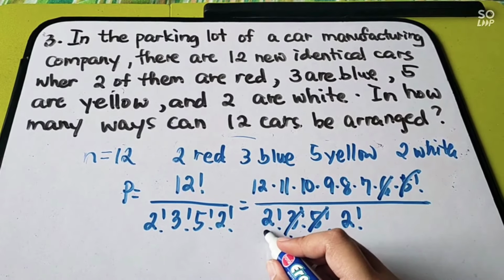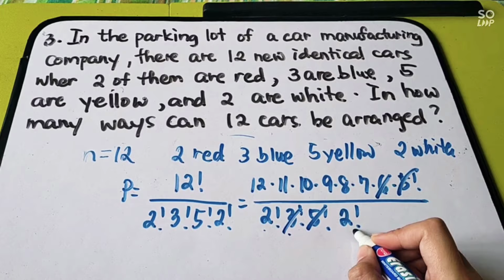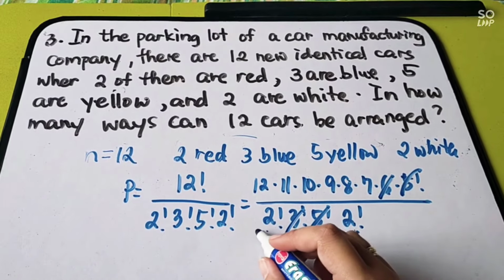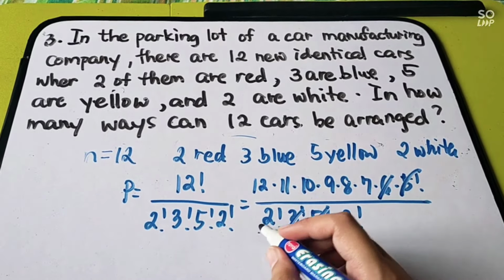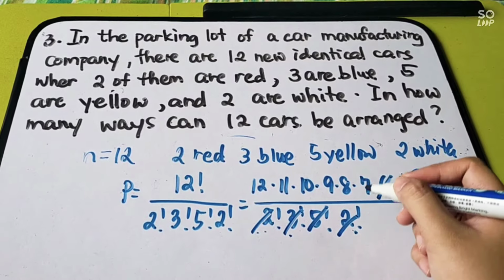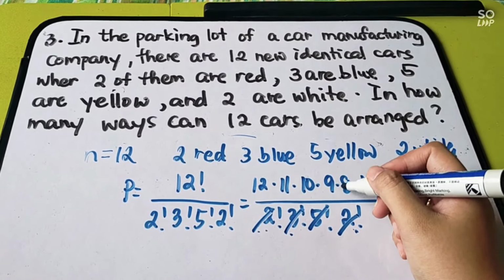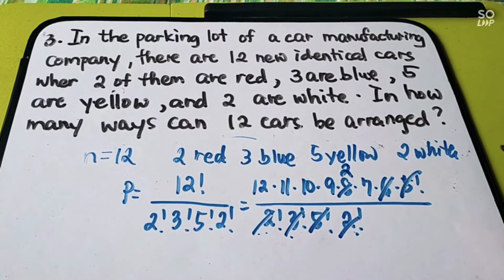2 factorial means 2, and 2 factorial means 2. Then, if you multiply 2 factorial times 2 factorial, we have 4. So, cancel mo na to. Para si 8, divide natin sa 4. The answer here is 2.